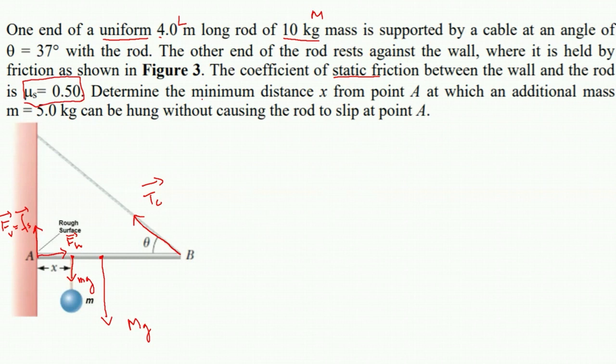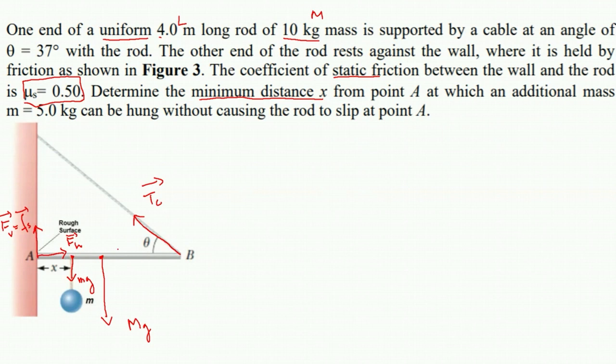Now the question is, what is the minimum distance x from point A at which this additional mass of 5 kilogram will induce a sliding? Basically, you can look at it as a minimum distance or maximum distance. So beyond this distance x from A, well, here it's a minimum distance because it's a minimum distance from here, but maximum distance from here. Minimum distance from A, beyond, well, this will just slide down. The frictional force will not be enough to keep my rod in equilibrium.